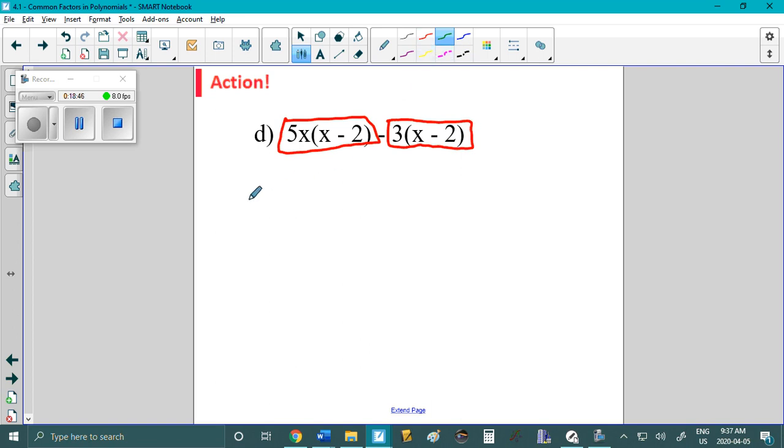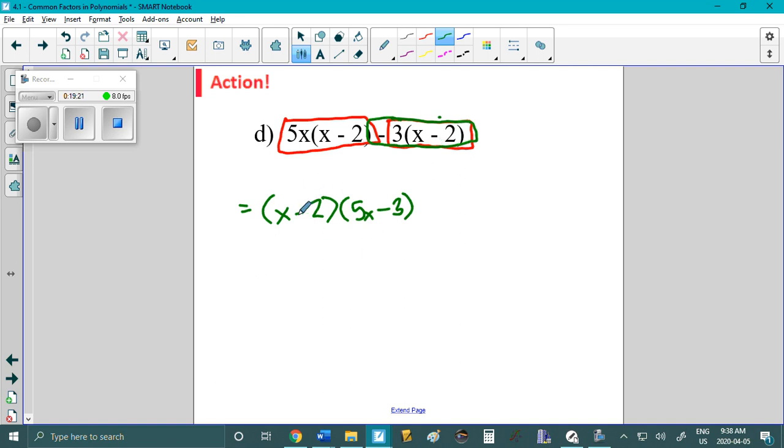All right, if you didn't figure it out, the greatest common factor, or the thing they have in common, is this x minus 2. So we're going to take the x minus 2 out of both, and then we'll see what we have left. If we take x minus 2 out of the first term, we're left with 5x. If we take the x minus 2 out of the second part, we're left with minus 3. And that's it.